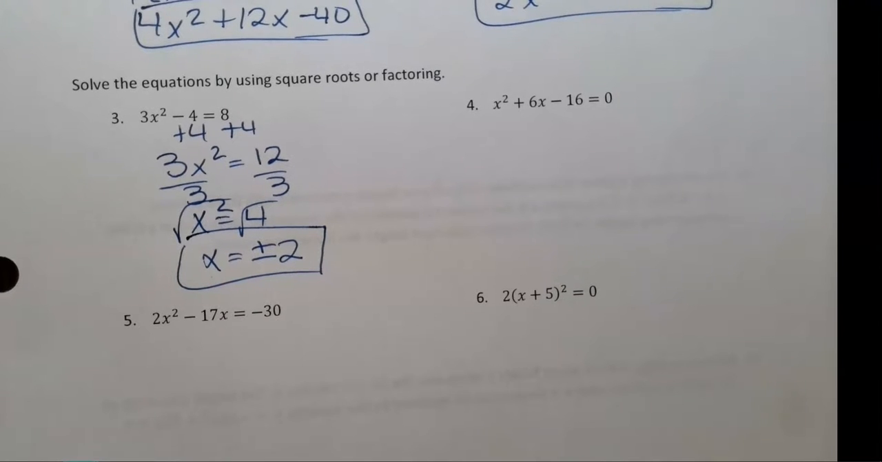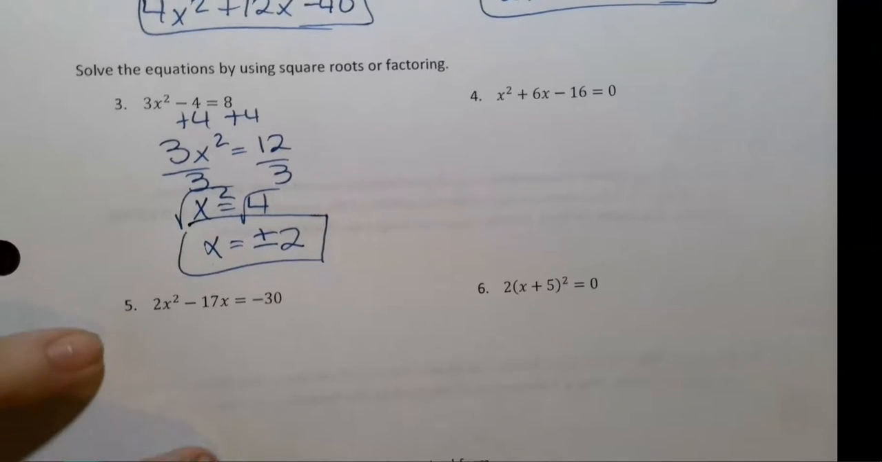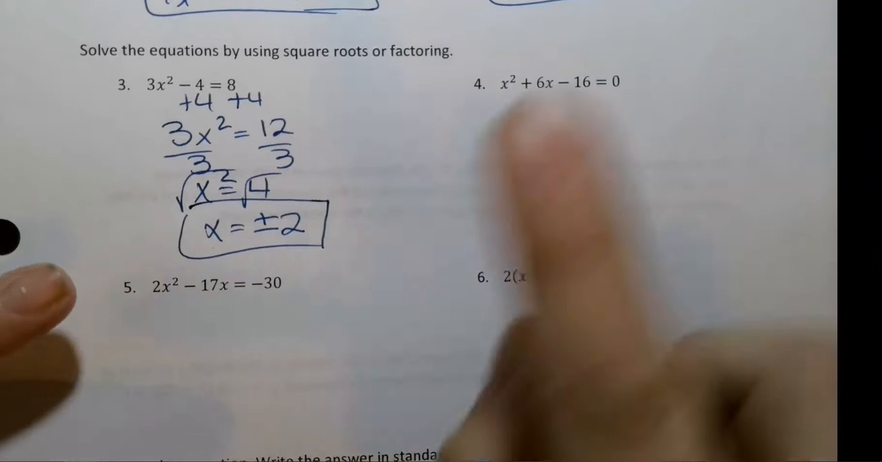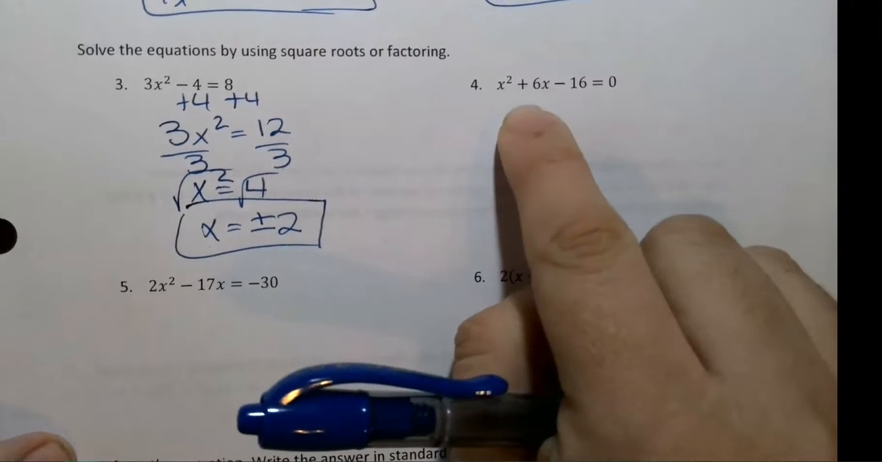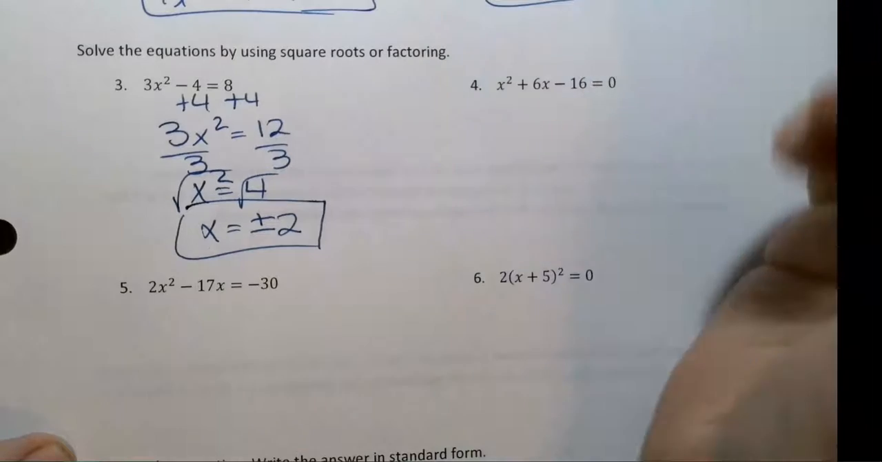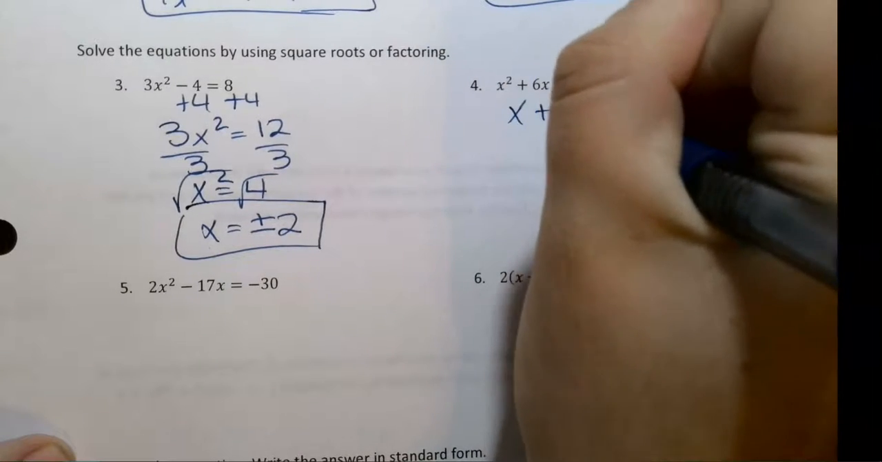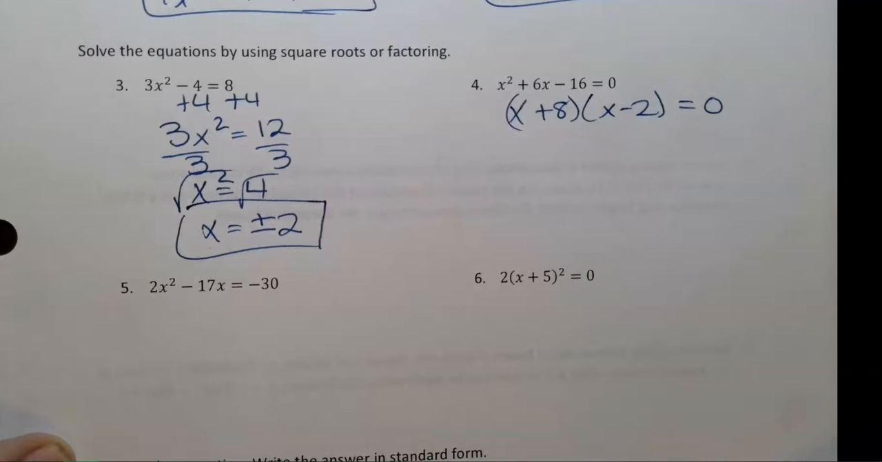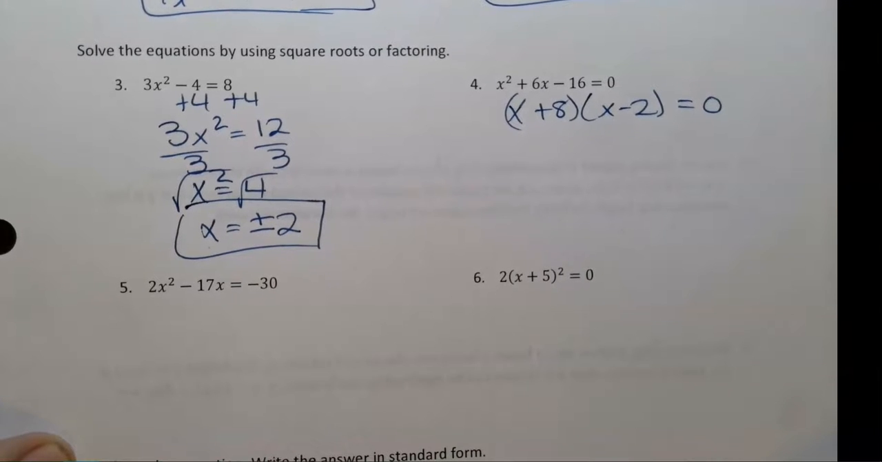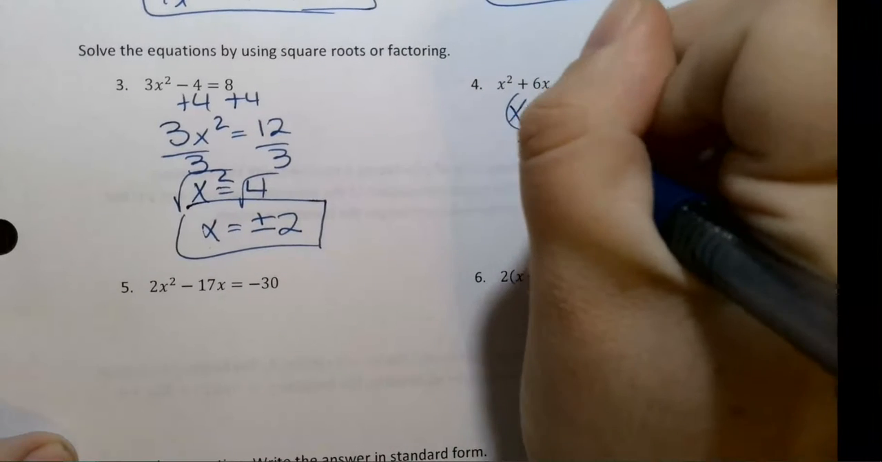Okay. On number 4, I am going to go ahead and factor this one because I have a middle term. I'm looking for what multiplies to negative 16 and adds up to 6. That would be positive 8 and negative 2. Then when I'm factoring, I take the stuff inside of parentheses and set it equal to 0.